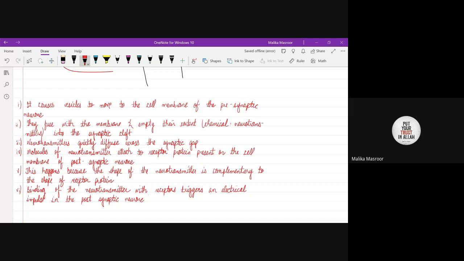Then these molecules of neurotransmitter will attach to receptor protein present on the cell membrane of the postsynaptic neuron. And why does this happen? Because the shape of neurotransmitter is complementary to the shape of receptor protein. This complementary will never leave you. You have enzyme and substrate, that is complementary. You have neurotransmitter and receptor protein, that is complementary. You will find antibody and antigen, that will also be complementary. And there are tons of other examples not included in your course as of now. It's beyond your scope, but this complementary will never leave you. Your body works on complementary. Everything needs to be complementary.